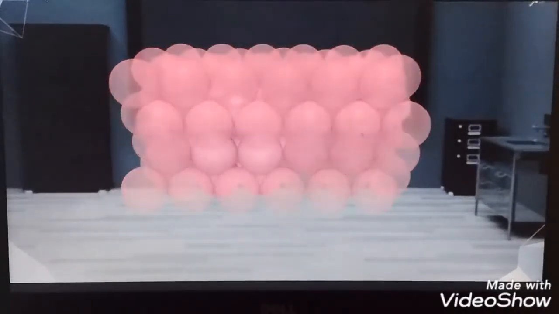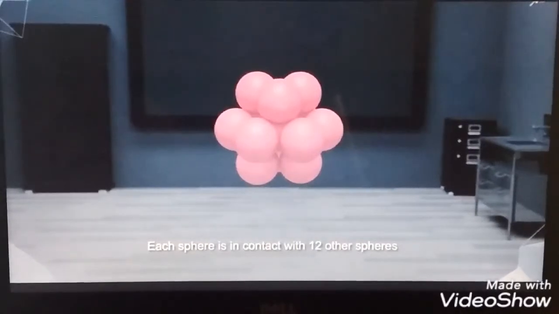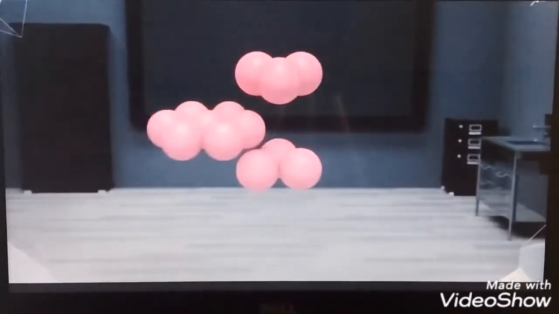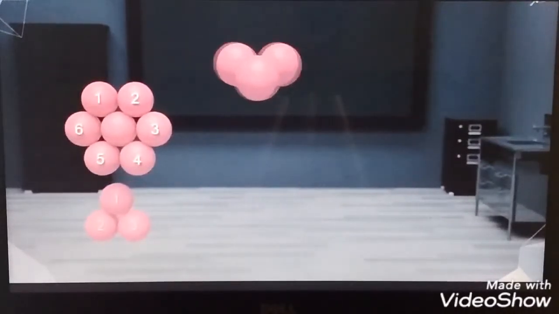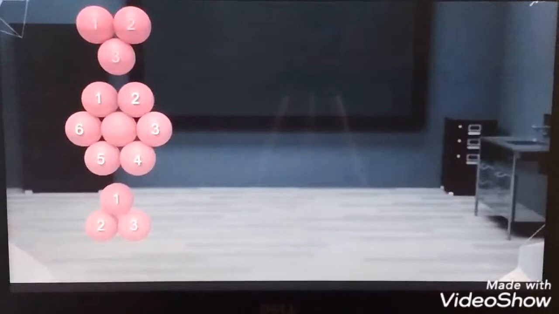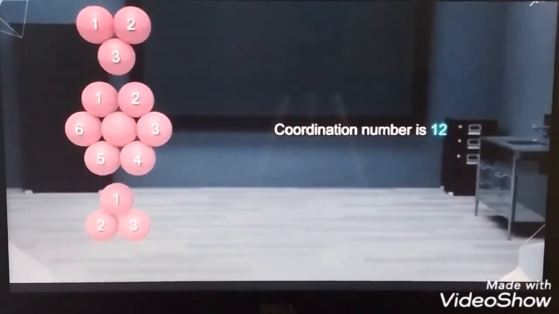In this type of structure, each sphere is in contact with 12 other spheres: 6 from the same layer, 3 from the bottom layer, and 3 from the top layer. So, the coordination number is 12.